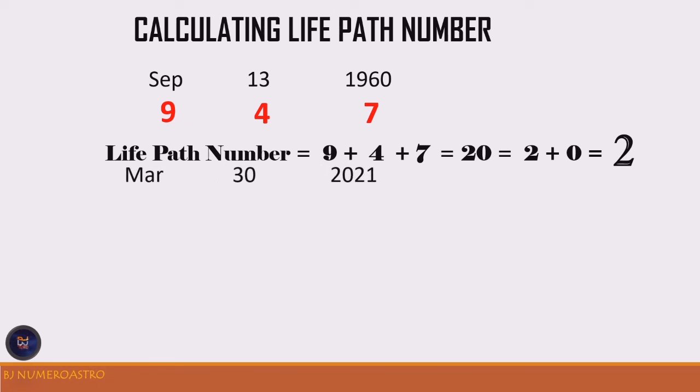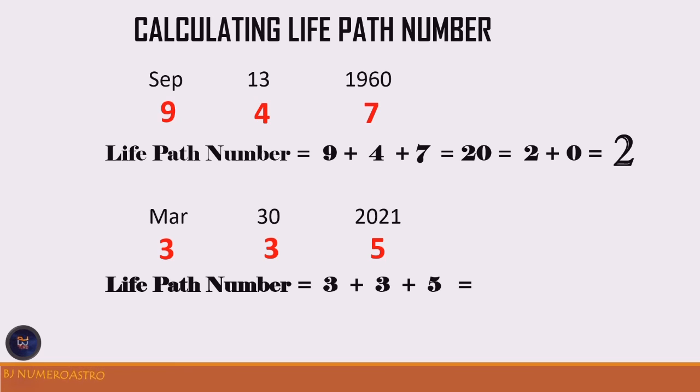So the last one is March 30, 2021. March has a value of 3 because it's the third month. 30 is 3 plus 0, that's also 3, and 2021 is 2 plus 0 plus 2 plus 1, and that's 5. So life number is just 3 plus 3 plus 5, and that's 11. Since I got 11, and I know that 11 is one of the master numbers, I'm just going to leave it here. I won't reduce it at all. I won't say it's equal to 2, no, because it is a master number, so I'll just leave it here.